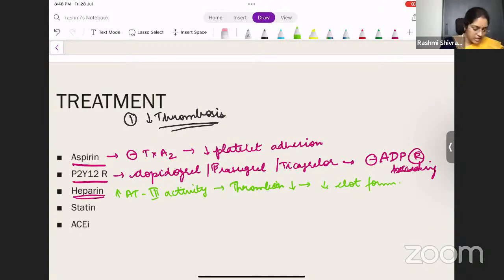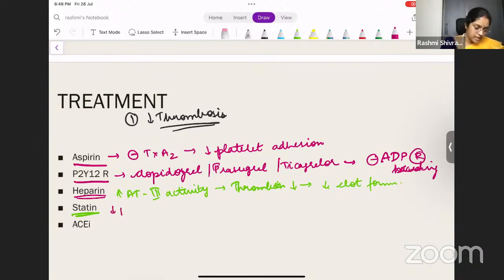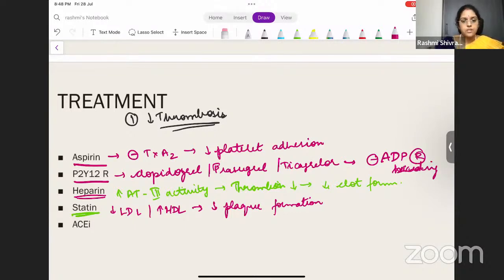Next is the statin. What does the statin do? It will modify the lipids: decrease LDL and increase HDL. Thereby it will decrease the plaque formation. I'm sure this is all just a revision for you. That's why I'm going a bit fast, so that I don't have to spend so much time on the pharmacology. Aspirin inhibits thromboxane A2; the P2Y12 receptor antagonists, that is clopidogrel, inhibit the ADP receptor binding. Heparin decreases the thrombin activity. Statins decrease LDL and increase HDL, thereby decreasing the plaque formation.